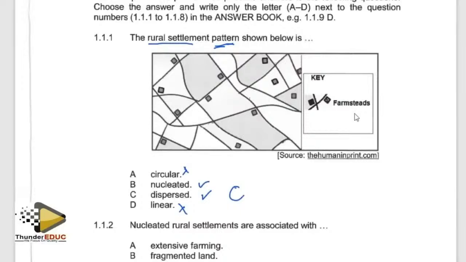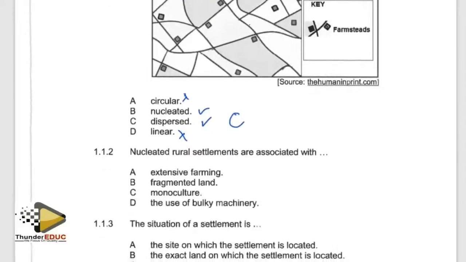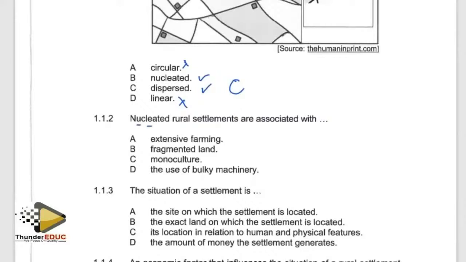So 1.1.2: nucleated rural settlements are associated with, you go and look at the options. They said nucleated. That means when people are close to each other in a rural area, what are they associated with? Extensive farming. Of course, it can't be extensive. Extensive means a large piece of land. There is no way, if people are concentrated close to each other, that you can have extensive land. So that one is out. Fragmented land. If the land is fragmented, it means it's broken into pieces. Monoculture is the practice of growing one type of crop, and use of bulk machinery. That one is also out. So the answer is B.